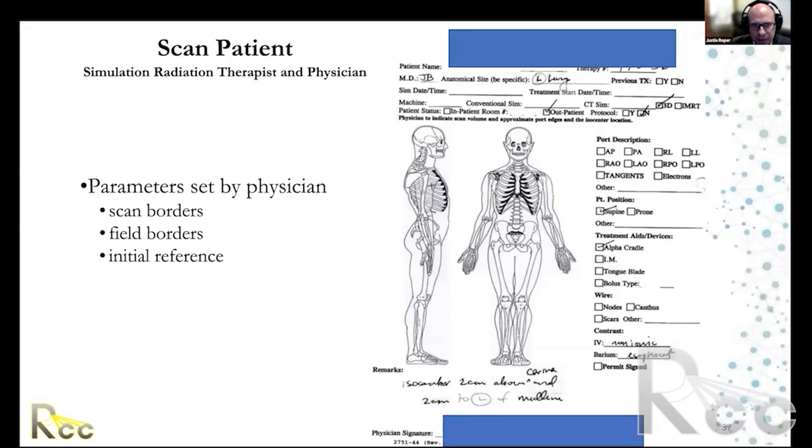And in this case, the physician is also specifying the scan borders, so the extent of the scan, such that all the relevant anatomy is included for the purposes of treatment planning. Field borders could be indicated as well, along with an initial reference.